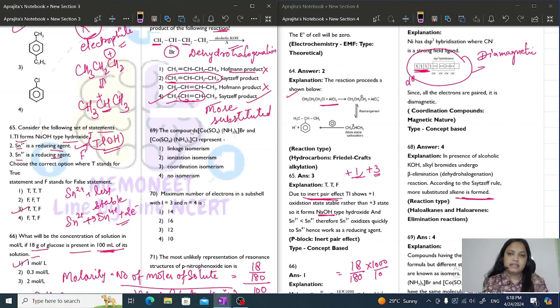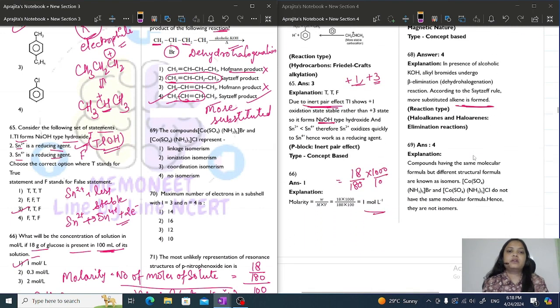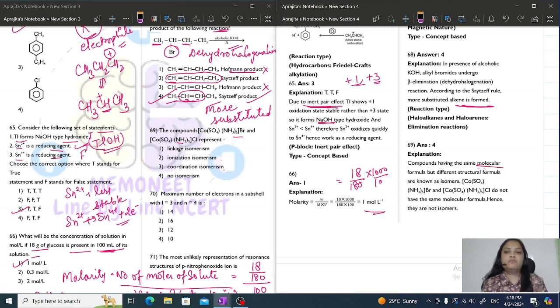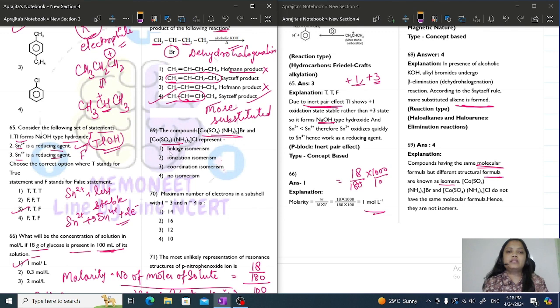Now question number 69, compounds. So here we have been given 2 compounds. They represent linkage isomerism, ionization or coordination isomerism. So we know that if the compounds have the same molecular formula but different structural formula, then they are called isomers. So in this case, the formula itself is not the same because here it's chloride and here we have bromide. So there will be no isomerism in these 2 compounds.